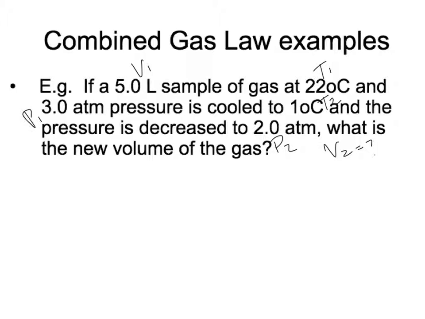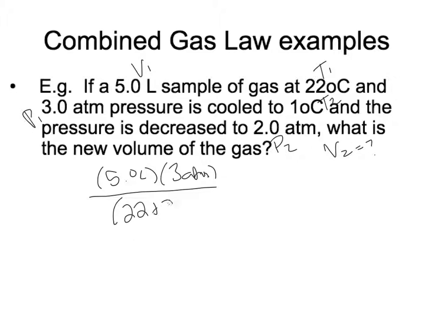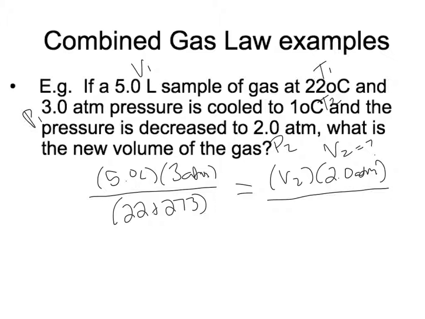All right, so we're going to go V1, P1 over T1. Now, be careful. Don't just use 22. Make sure you change that to Kelvin. It will not work otherwise. All right, we don't know V2, but P2, we're going to go down to 2 atmospheres. And we're going down to 1 degree Celsius, so 274 Kelvin.